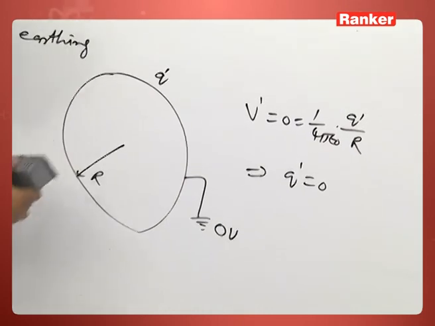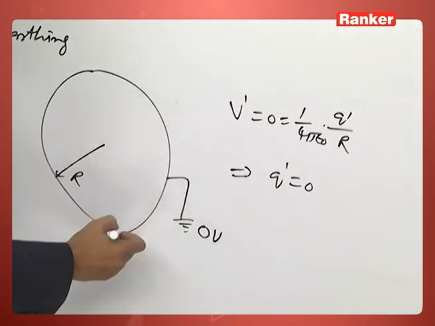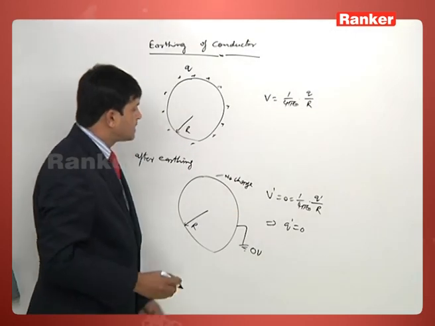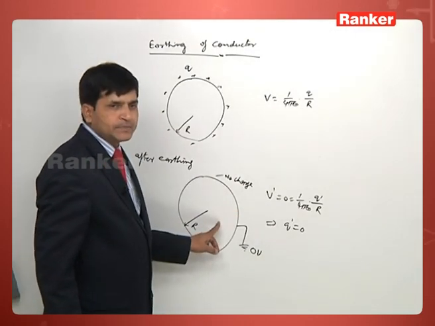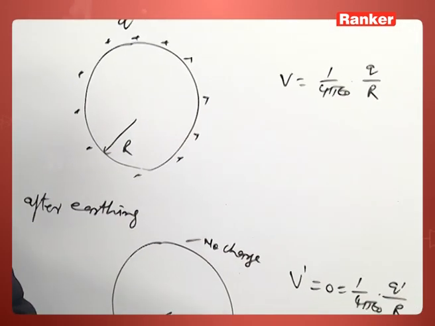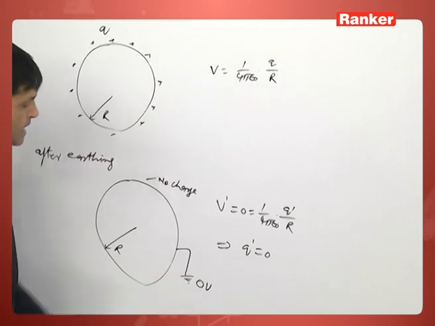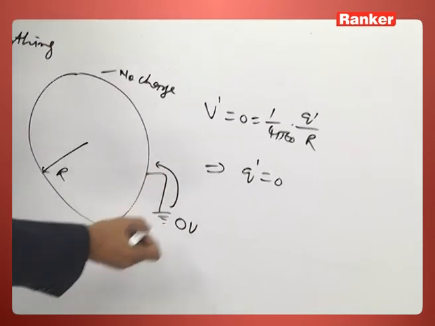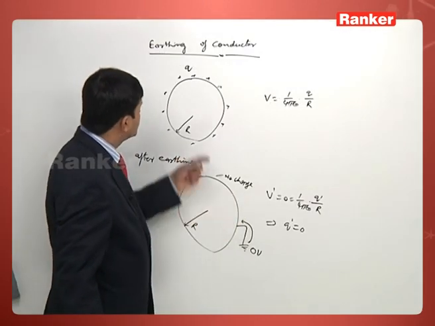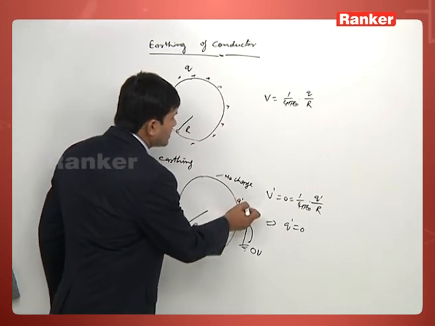So we can say no charge on the conductor. In this particular case, all charge has gone from conductor to earth. Particularly, positive charge never flows. So what will happen here? Electrons have flown from earth to the conductor, and these electrons are neutralizing whatever positive charge is there. That's why the charge becomes 0.